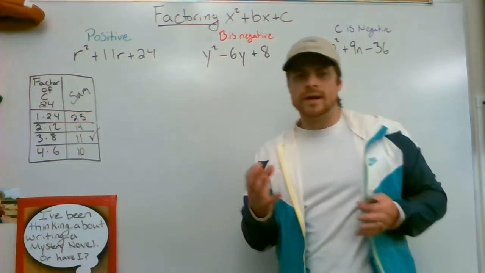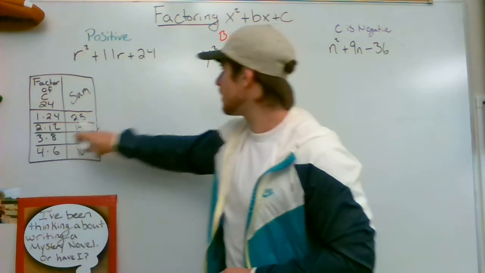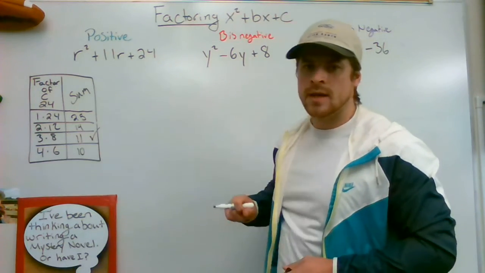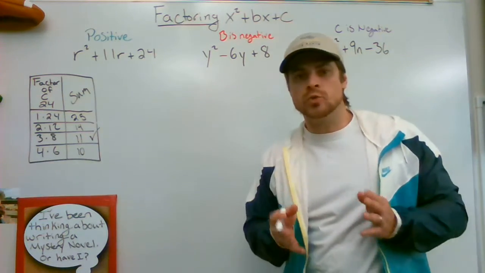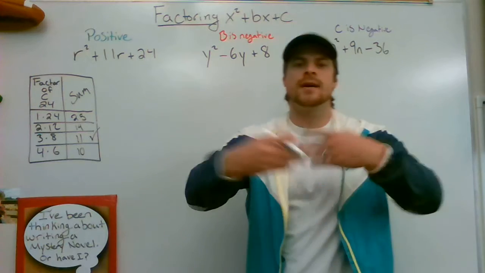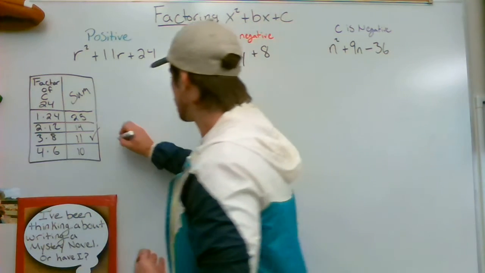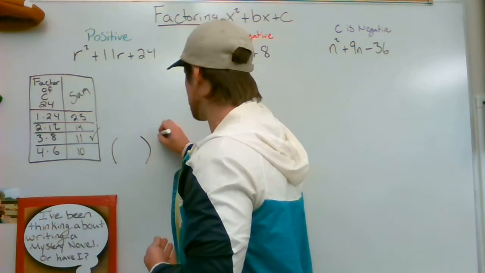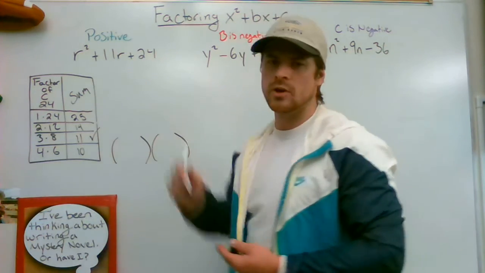Okay, there's only one of those rows that when we multiply together makes 24, and when we add them together makes an 11. And I will show you right when we're done why this box kind of magically tells us what our answer or our result should be. Okay, so again, we're going to have two binomials multiplied by each other. This is going to be our answer. This is the factoring of this trinomial.